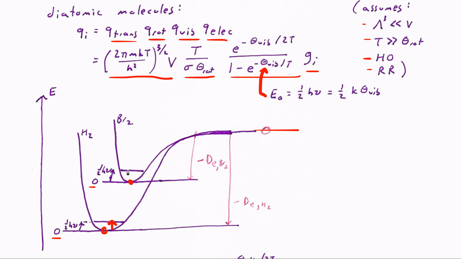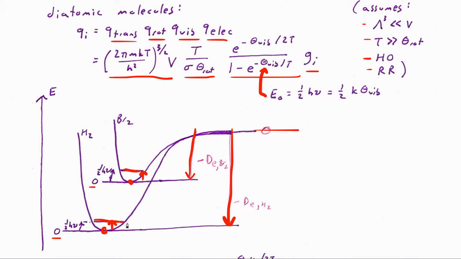Then what that means is the ground vibrational energy of the Br2 molecule is actually lower than zero by a bond energy of Br2 plus an additional 1/2 h nu for the zero point energy of that molecule. Likewise, for H2, the energy of the ground state H2 molecule is negative the bond energy for H2 plus 1/2 h nu for the H2 molecule.